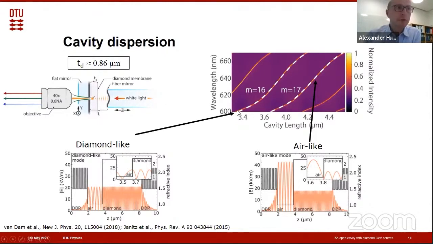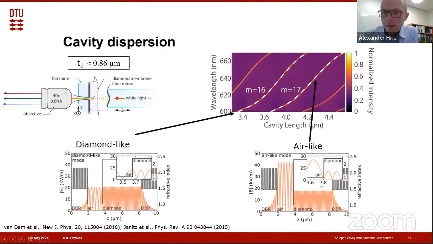In contrast to a free-space spectrum or a regular air cavity, where you would expect simply parallel straight lines corresponding to the guided modes in that system, here we see a wavy type of structure. The underlying reason is that, because of the high refractive index of diamond and the reflections at the diamond-air interface, we essentially have a coupled two-cavity system. This is shown in these two graphs at the bottom.